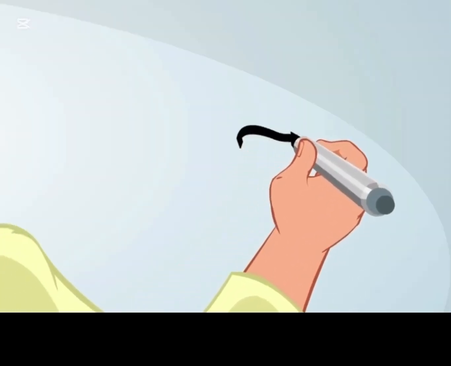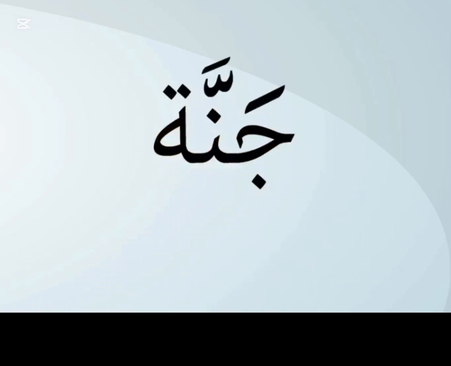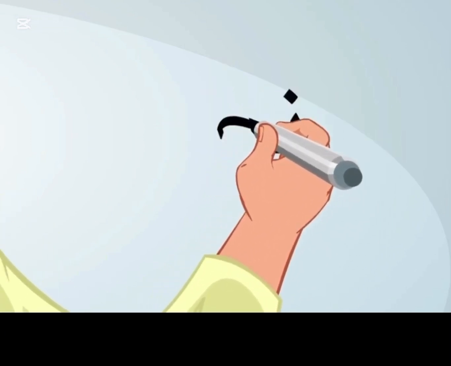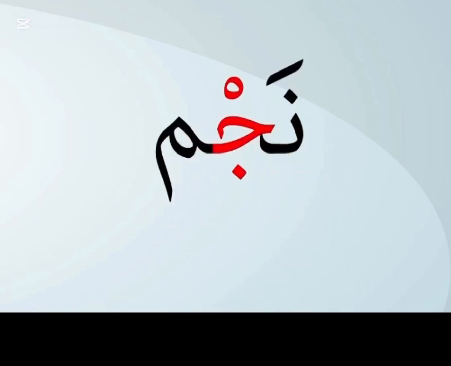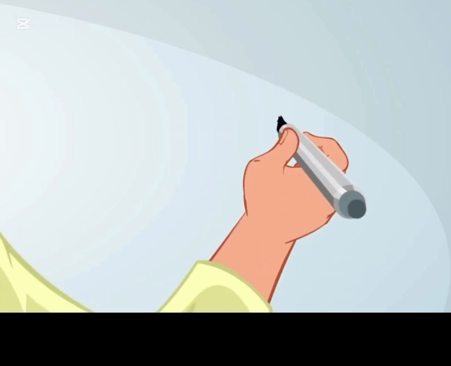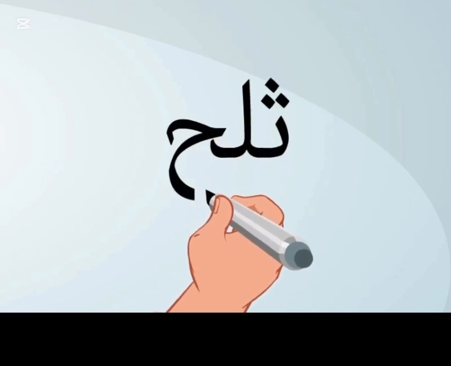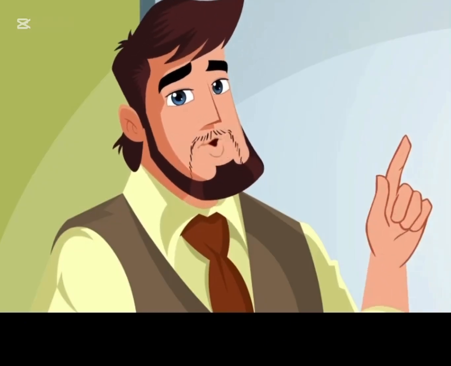This is how we write Jim at the beginning of the word, like this example. Jannah, which means heaven. This is how we write Jim at the middle of the word, like this example. Najm, which means star. This is how we write Jim at the end of the word, like this example. Thalj, which means ice.